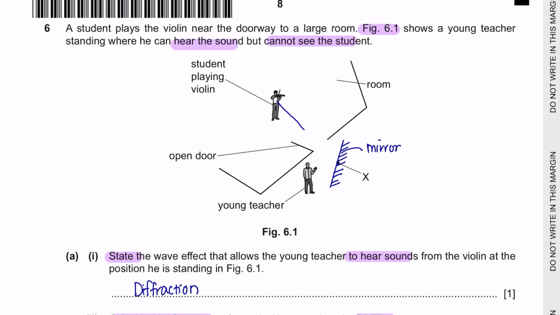The image of the student will travel in a straight line and get reflected on the mirror to the teacher in a straight line. Remember that for reflection, the angle of incidence is equal to the angle of reflection. You can just write i equals r.